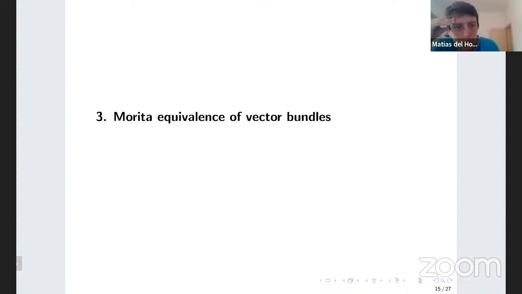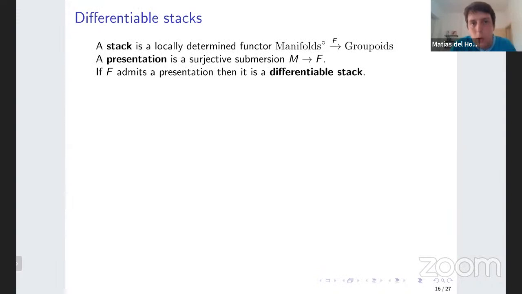But let me get into Morita equivalence of vector bundles, which is from Lie groupoids. First I moved to Lie algebroids, and now I'm moving from Lie groupoids to differentiable stacks. So I guess many of you know very well what a differentiable stack is, but many of you don't work with this thing. So let me give you just a quick overview on the subject. What is a stack? A stack, roughly speaking, is a sheaf of groupoids.